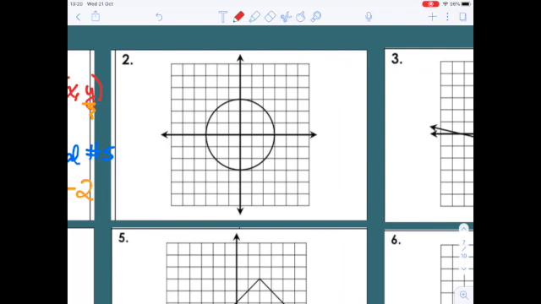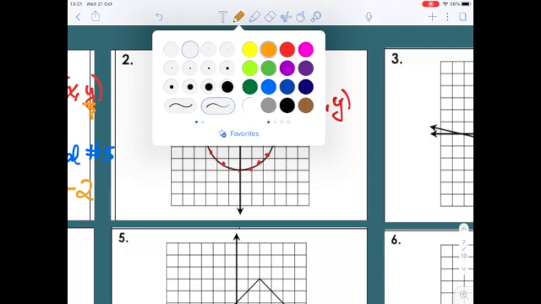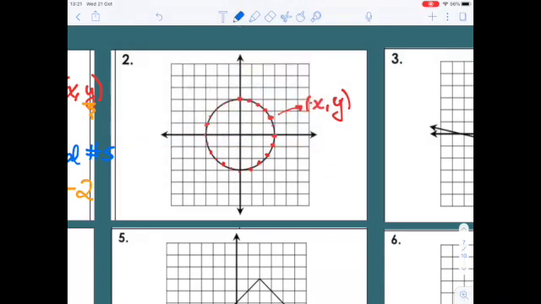Let's move on to question number 2 now. Question number 2, same thing. You have to imagine that this circle is composed of infinite points. All right? And then each of these points has an x and a y coordinate. Let's take a look at how we could find all of the possible x coordinates for this function.